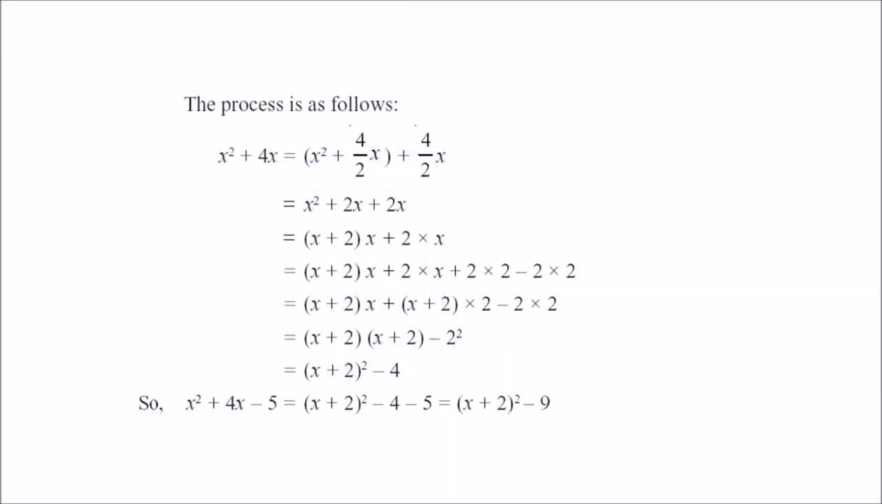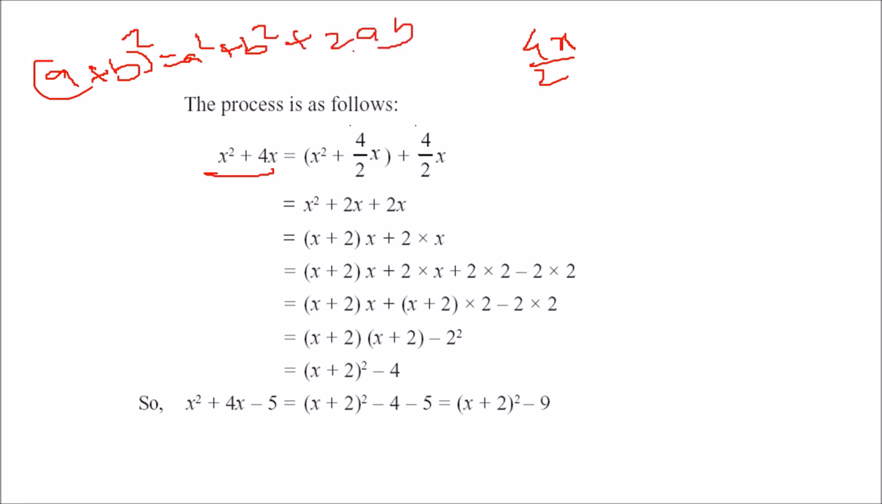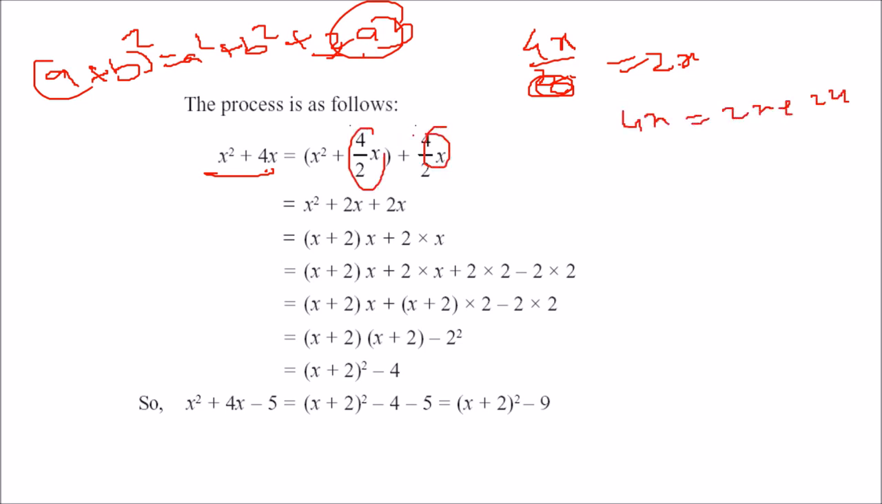So the process is like this. For x square plus 4x, we divide the 4x term by 2, because a plus b whole square is a square plus b square plus 2ab. Since this 2 has come, we divide this 2ab term by 2, so it becomes 2x. Now how can you write 4x? In terms of 2x, 4x is 2x plus 2x.